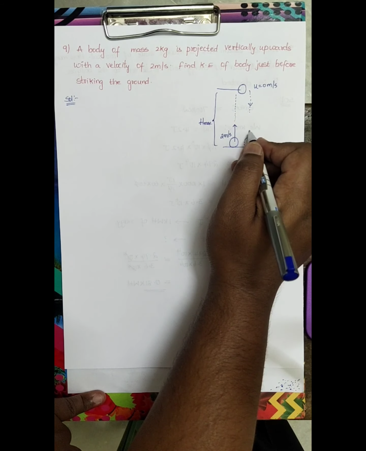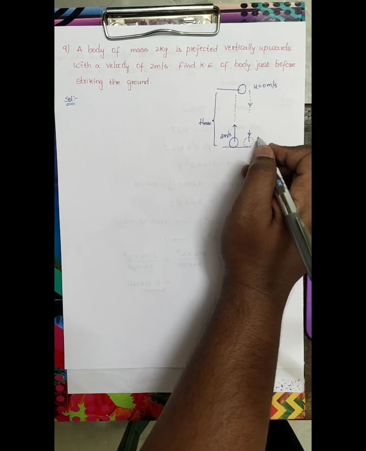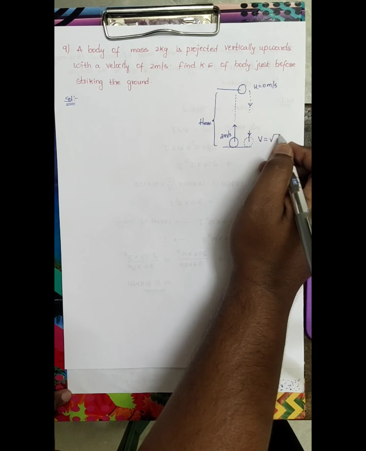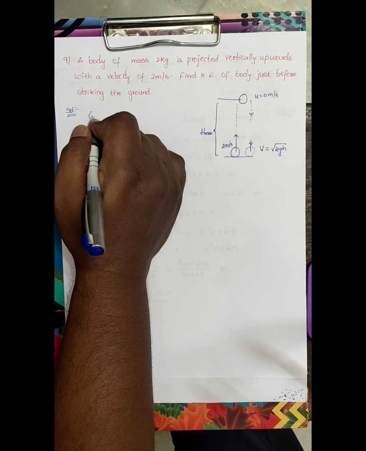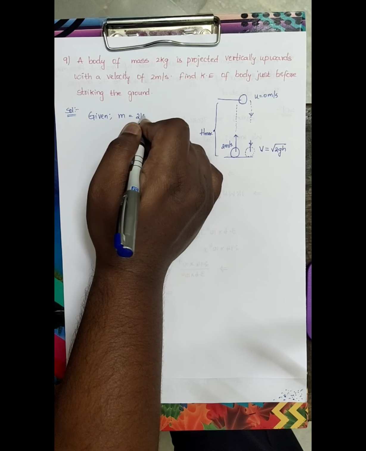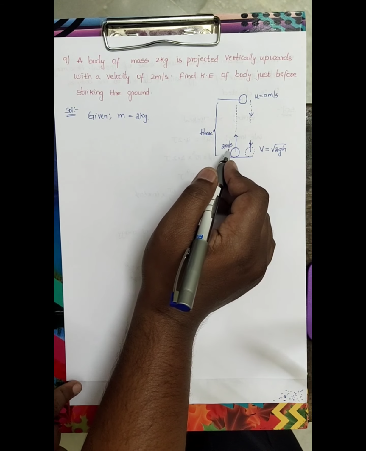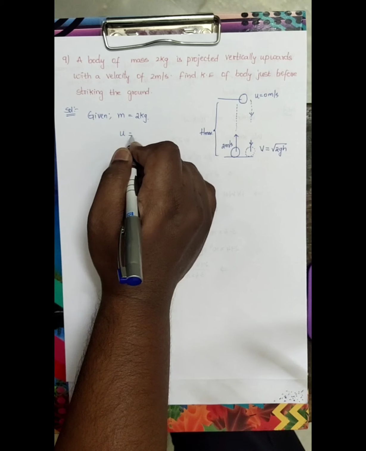They are asking us to find the kinetic energy just before striking the ground. The velocity just before striking the ground is given by, as we have already learned, root 2gh. And what is this h? H maximum. The given data is the mass of the body, 2 kg, and it is projected with velocity u equal to 2 meters per second. I hope this is not necessary right now, but if we want, we can use it also. So the initial velocity is 2 meters per second.